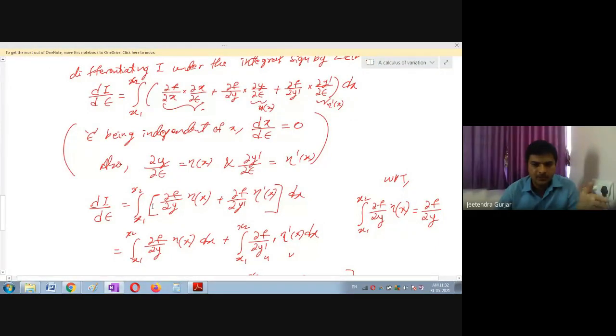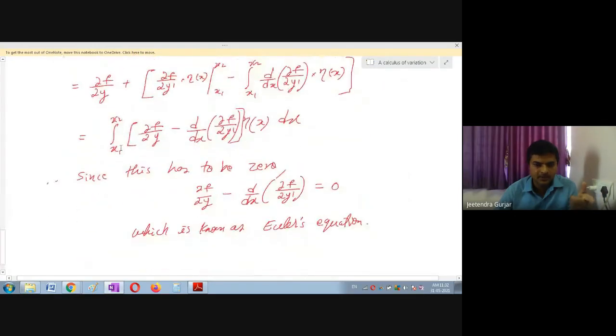But remember, inside this integral sign, if you simplify, you are going to get this step: integration from x1 to x2 of dou f upon dou y minus d upon dx of dou f upon dou y dash, times nu of x dx. What we require from Euler is this part, dou f upon dou y minus d upon dx of dou f upon dou y dash, which tends to 0. This is known as Euler's equation, students. It will be helpful for solving the examples, so please practice this derivation.